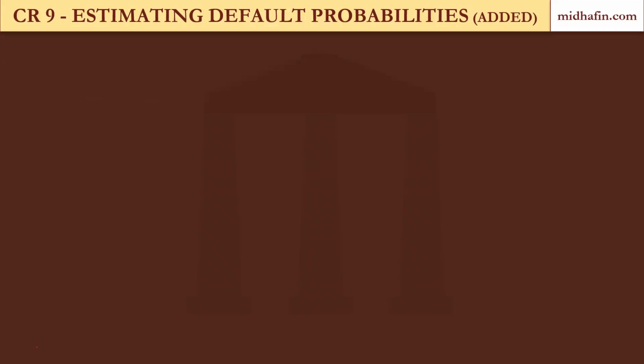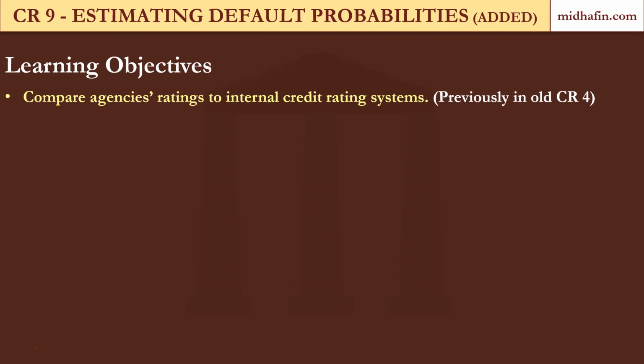Then CR9 has been added, estimating default probabilities. I think this is from John C. Hull's book. This was previously in old CR4. CR4 was a very important chapter, and since it has been removed this year, you will find that many of the learning objectives of CR4 have been scattered across different chapters in the new 2024 curriculum.